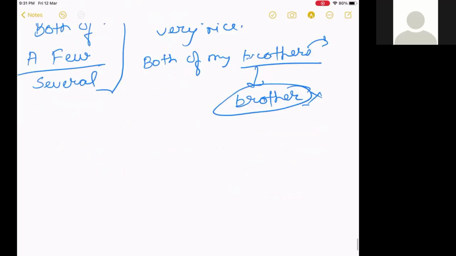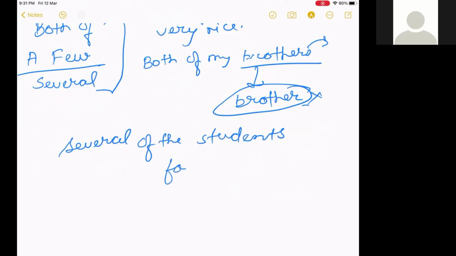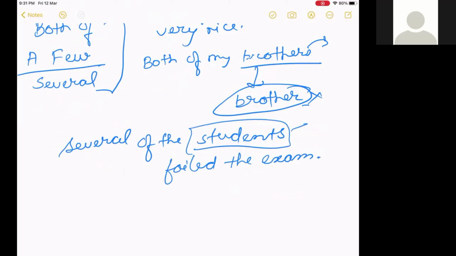Similarly, we have the case with a few and with several. For example, several of the students failed the exam. You will never say several of the student failed the exam. You will always say students. If you say student, it will be wrong.